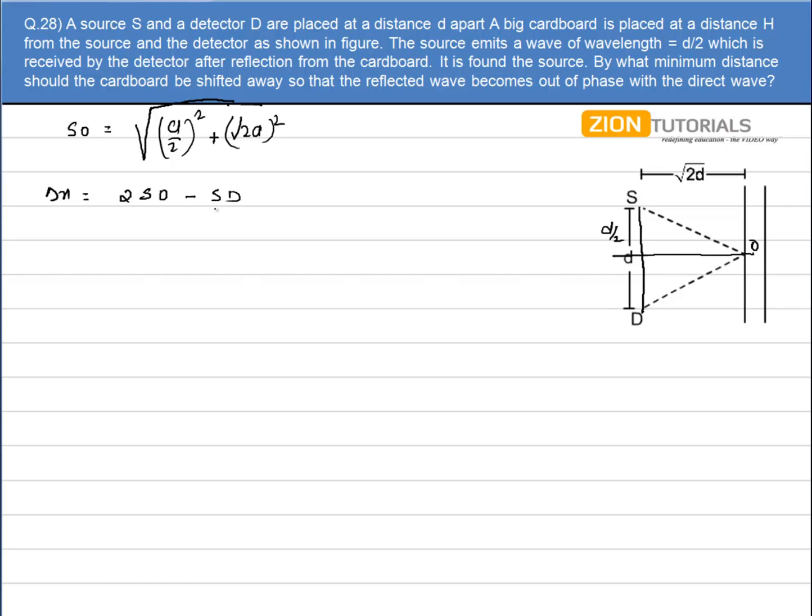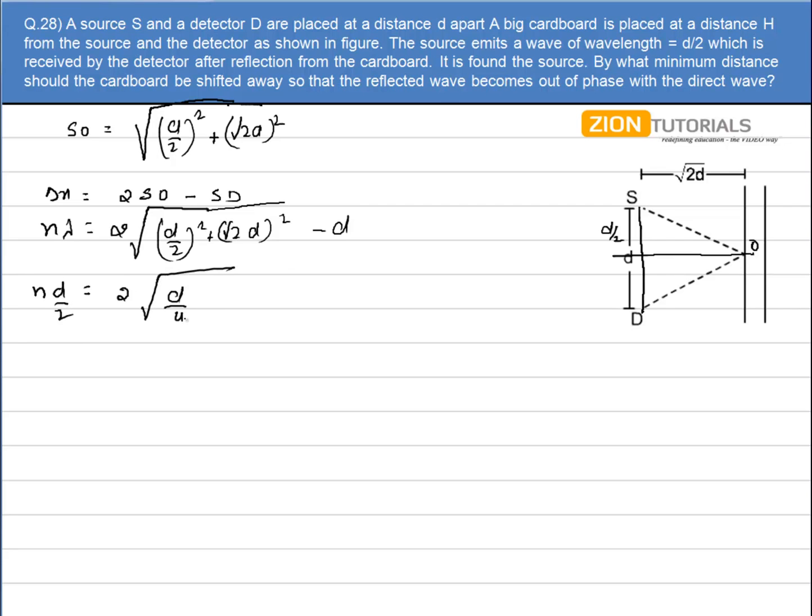This is the path difference in the initial case, so just substitute the values, that is 2 times under root of (d/2) whole square plus (root 2d) whole square minus SD, that is d, and that has to be equal to n lambda because the two sound waves are in phase. So lambda is d/2, 2 times d/4 plus 2d square and square minus d, which comes out to be 2d. So d is cancelled and n comes out to be 4.